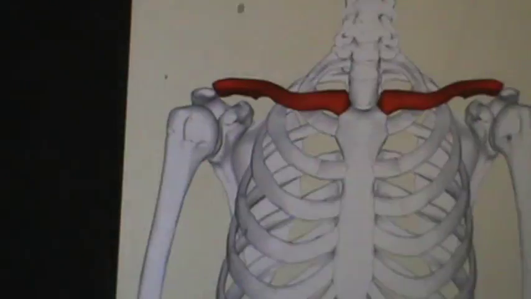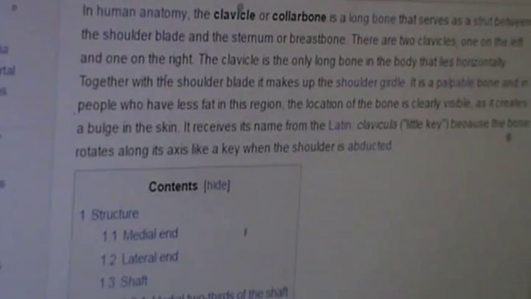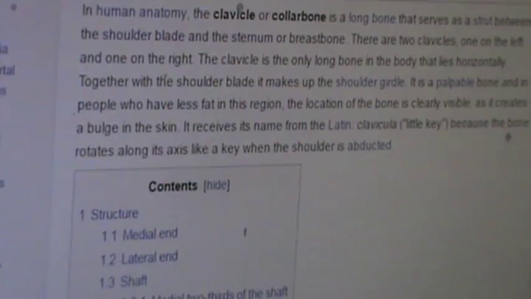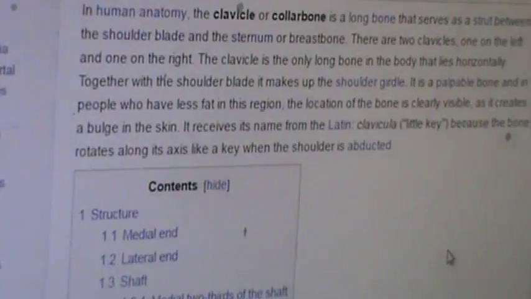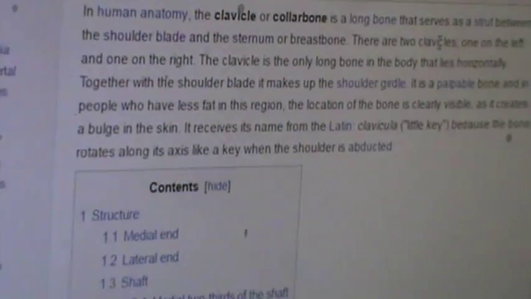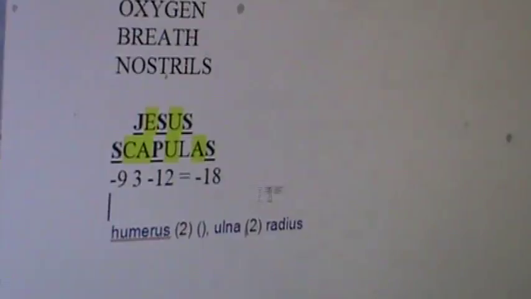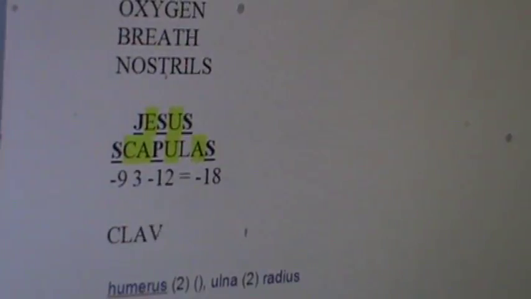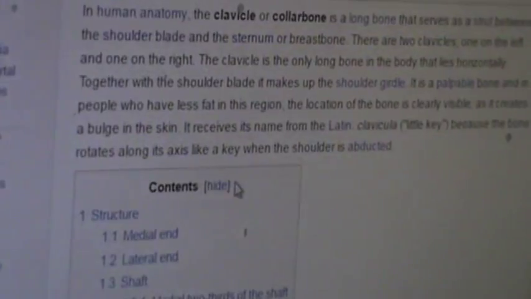What else are we going to find here? Between the shoulder blade and the sternum or breastbone. Oh, there are 2 clavicles. Interesting. Well, if you go the route of clavicles, then clavicles plural will now scream out Jesus. There are 2 clavicles, one on the left and one on the right. Oh, well, thank you for them.